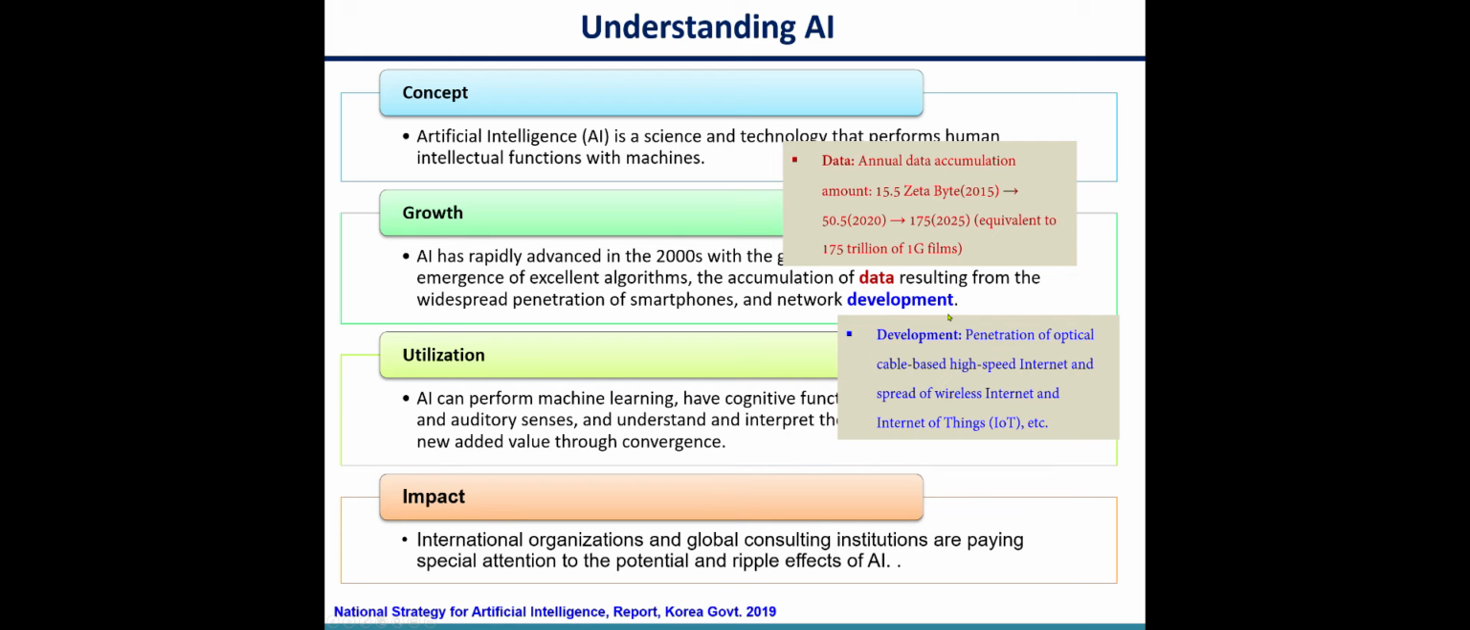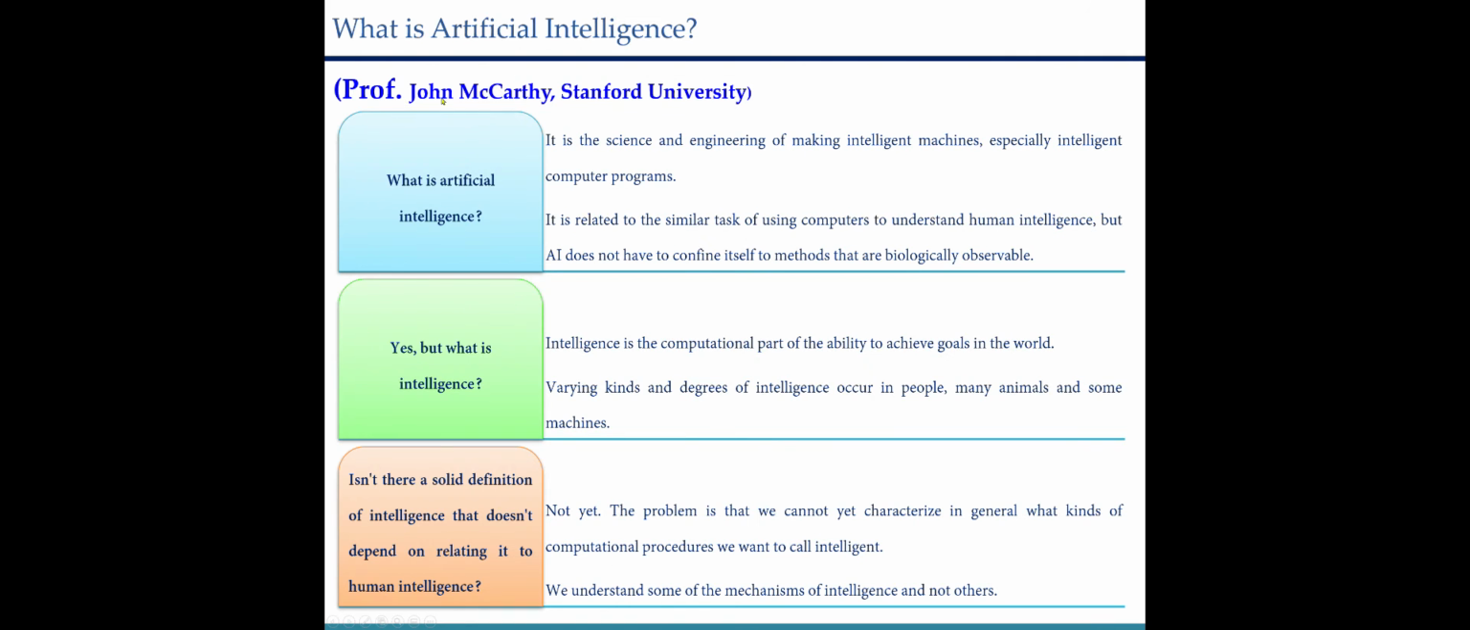So that is the basic concept, but what really is artificial intelligence? One of the famous professors, John McCarthy from Stanford University, explained what artificial intelligence is. He defined it as the science and engineering of making intelligent machines, especially intelligent computer programs. It is related to the similar task of using computers to understand human intelligence, but AI does not have to confine itself to methods that are biologically observable.